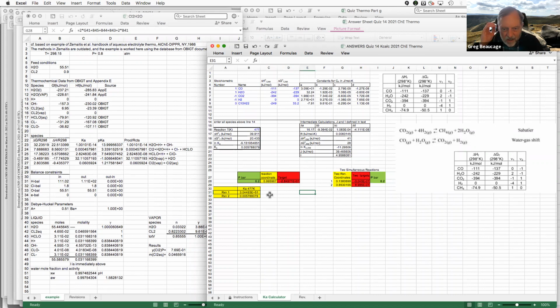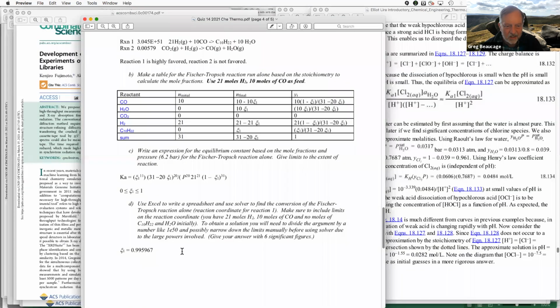Anyway, let's get back to that. Most people got that. They couldn't get this minimization to work. But that was only like 2 points, so it didn't really matter.